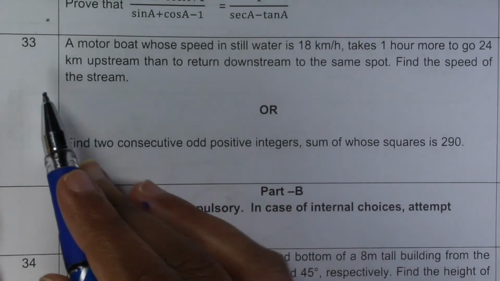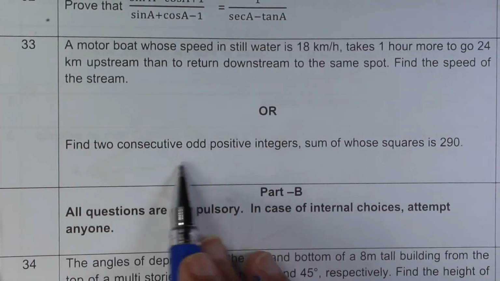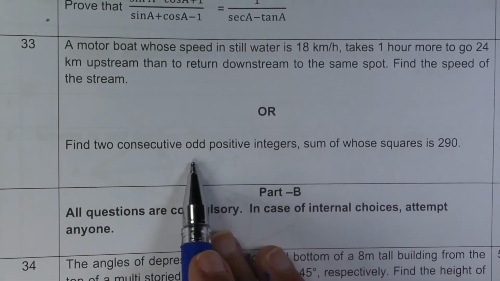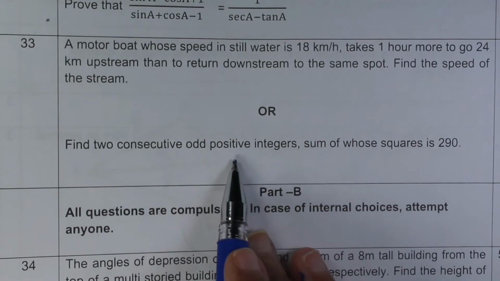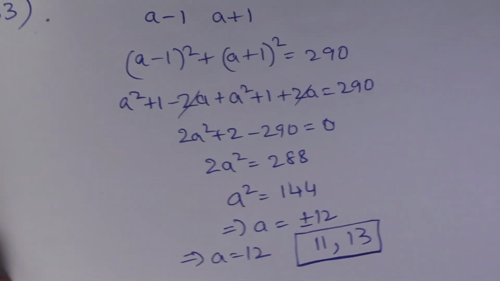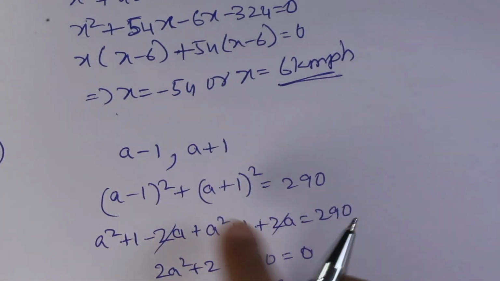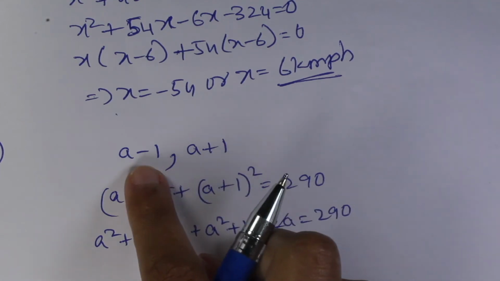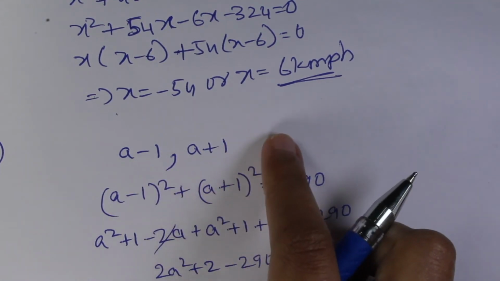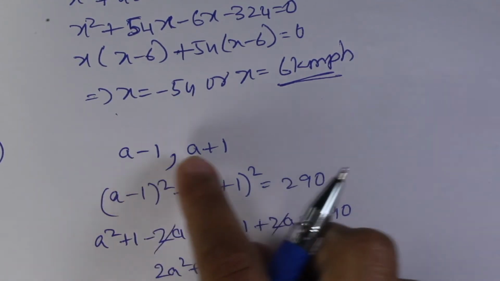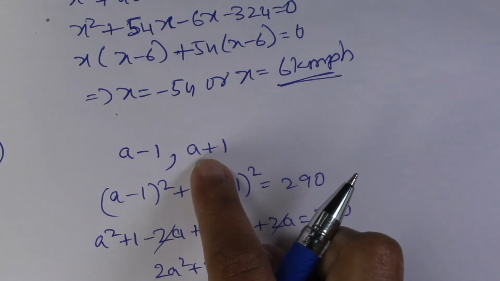Now let's look at the choice question in the 33rd question. Find two consecutive odd positive integers, sum of whose squares is 290. So he says that there are two consecutive odd integers, but they are positive integers, and sum of whose squares is 290. We have to find out the odd integers. So let us assume that a minus 1 and a plus 1 are the two positive odd integers. So the difference between a minus 1 and a plus 1 is 2, right? So I have assumed a minus 1 to be the first odd positive integer and a plus 1 to be the next consecutive odd positive integer.